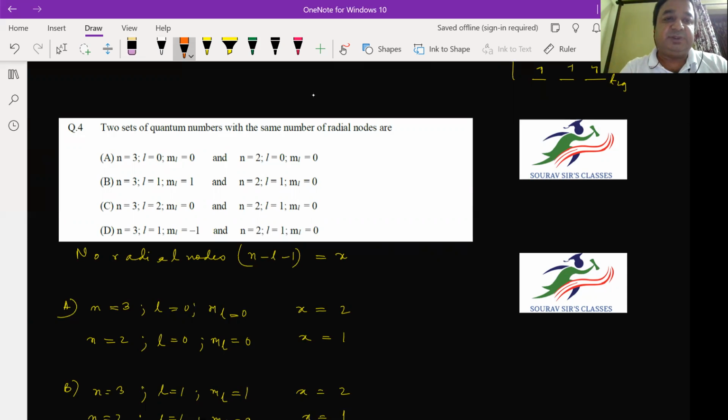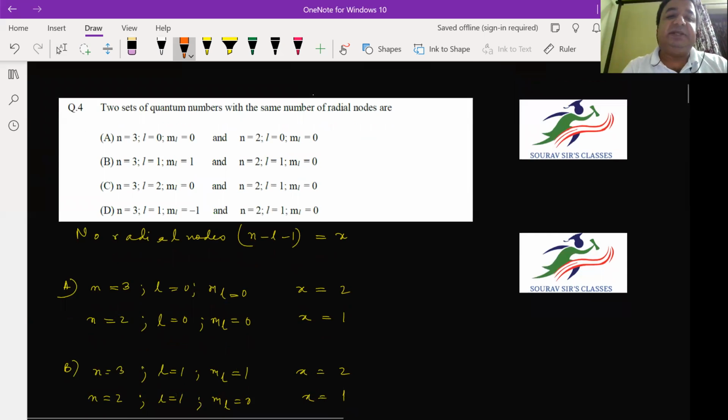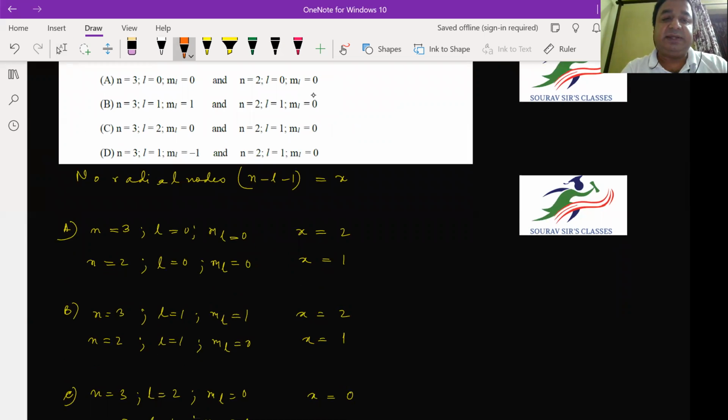So for, suppose, A, this set of quantum numbers, we do not require the ml over here, please understand, because the job is done by only considering n and l value, that is the principal quantum number and the orbital quantum number, also called the azimuthal quantum number. By considering these two and these two, we have to find out the value of x, that is n minus l minus 1. So for the first one, n is 3, l is 0, so you get obviously 2. Here n is 2, l is 0, so you get 1. So this is not the answer.